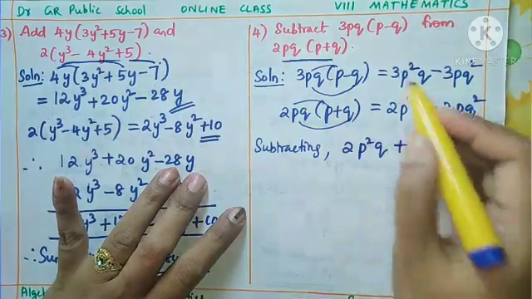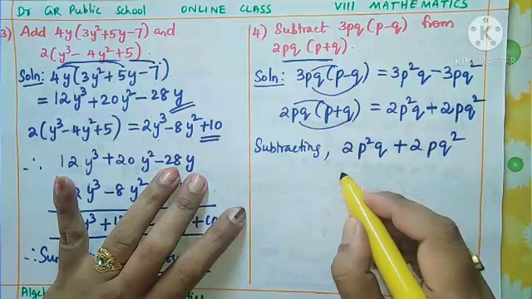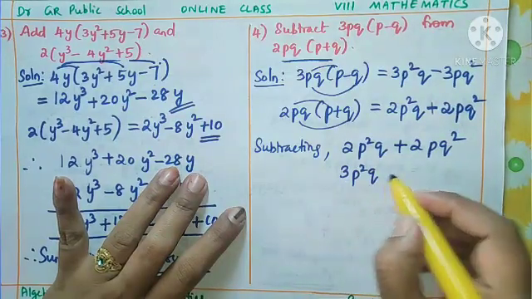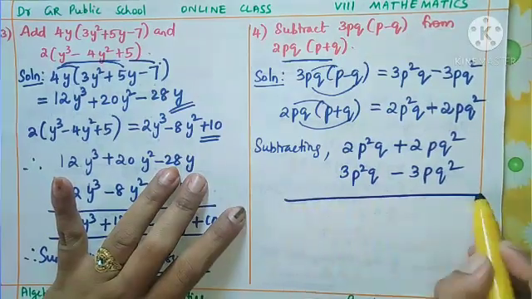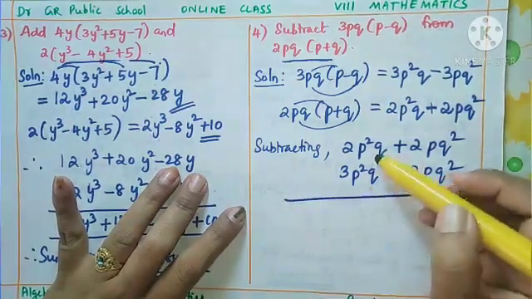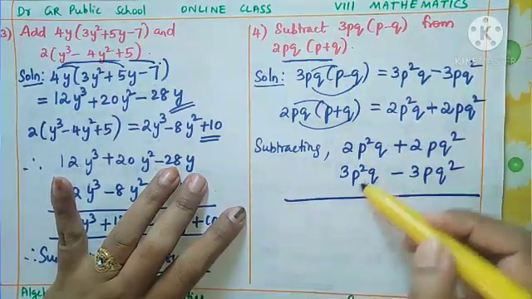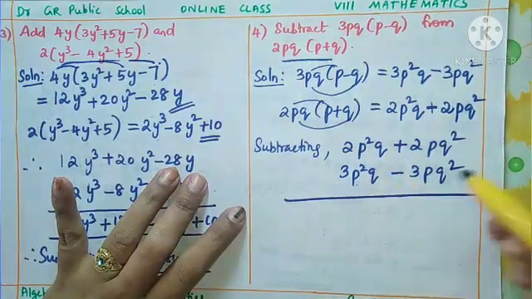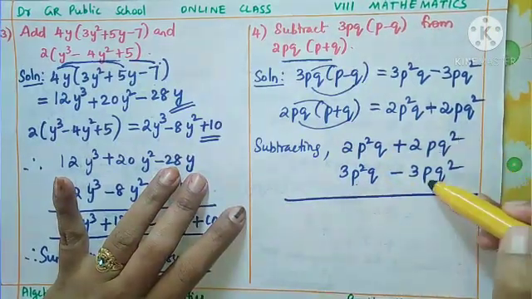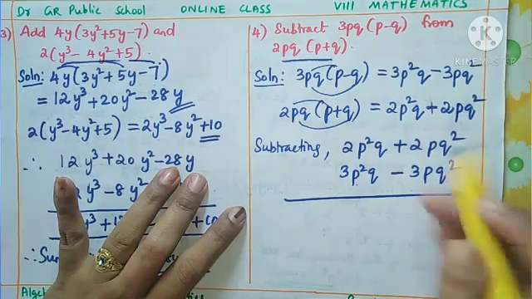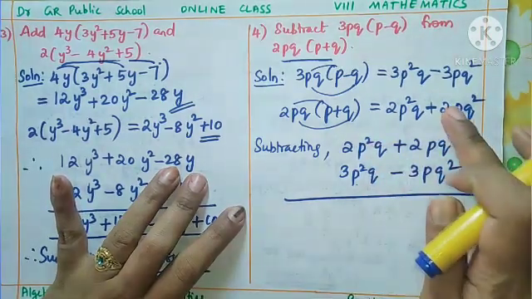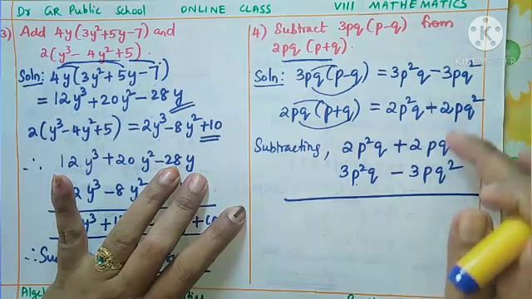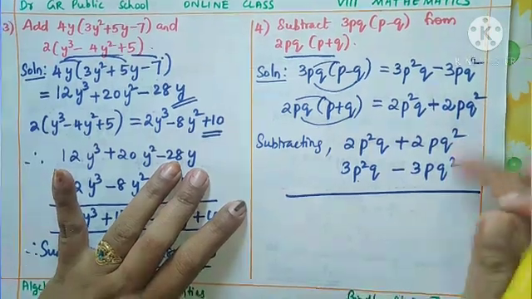Okay, and then write the first one. So 3p²q − 3pq². And here you see, children, they are like terms, correct? p²q, like terms. pq², again like terms. So these two are like terms, these two are like terms. Okay. So that is the way to add this, collect this.